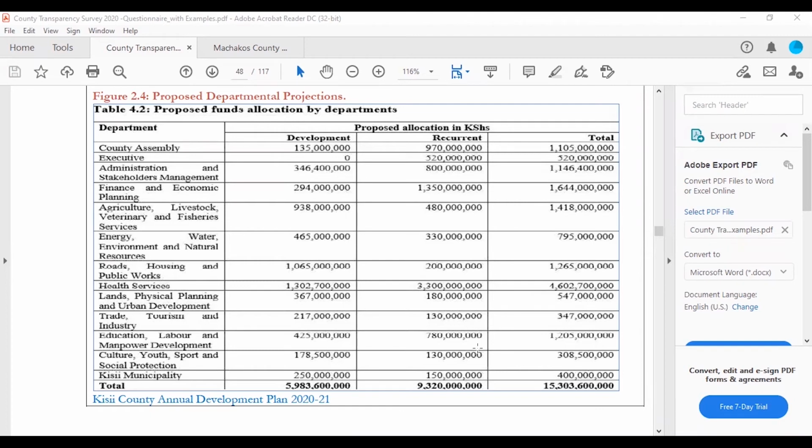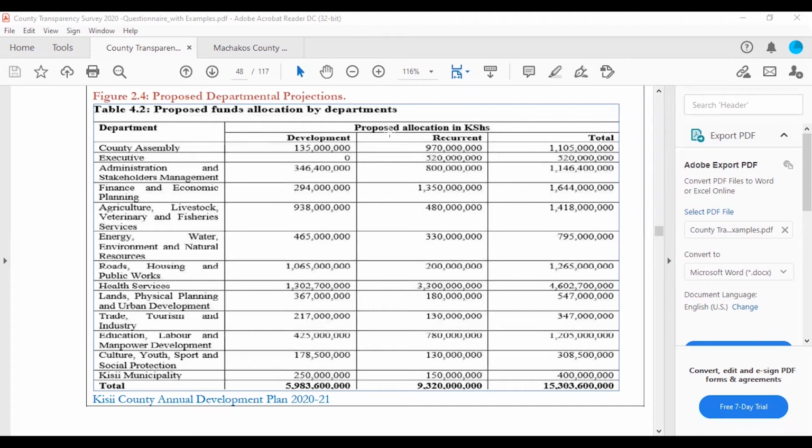You can see that they have given department, they have also given development expenditure. Development expenditure is money that is utilized for long-term assets and capital, like purchase of vehicles, construction of hospitals, upgrading of hospitals, upgrading of office blocks. And recurrent is money that goes towards payment of salaries, wages, emoluments, and even health commodities, items that are being bought every now and then. So the annual development plan for Machakos is supposed to have given us this breakdown, but it has not, as you have seen in that document.